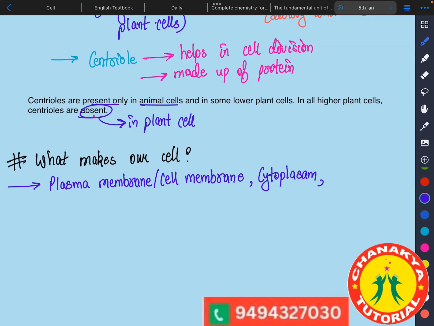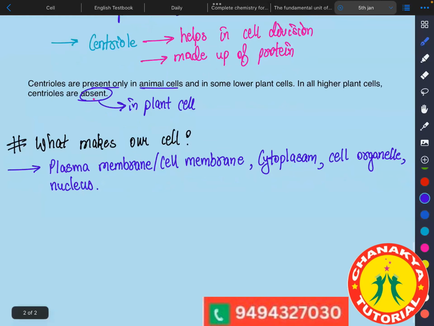And there are also different kinds of cell organelle. There is also nucleus. So basically these things make up our cell. First, let's start discussing about plasma membrane, or we say cell membrane. Anyone know what is cell membrane?